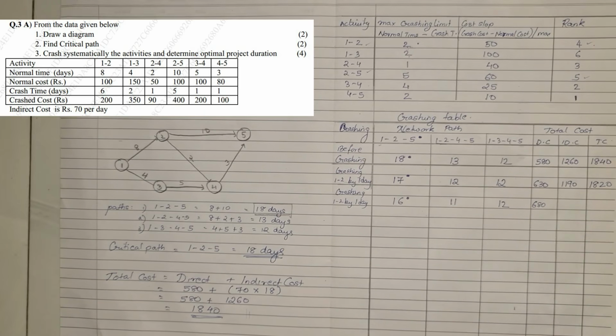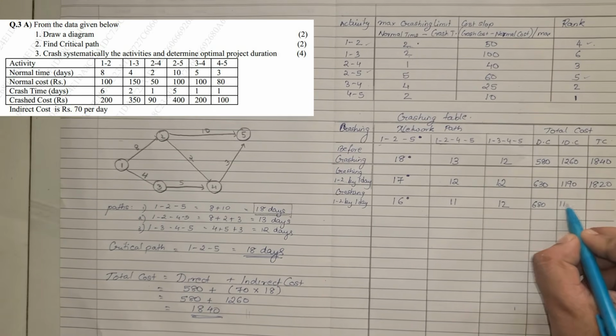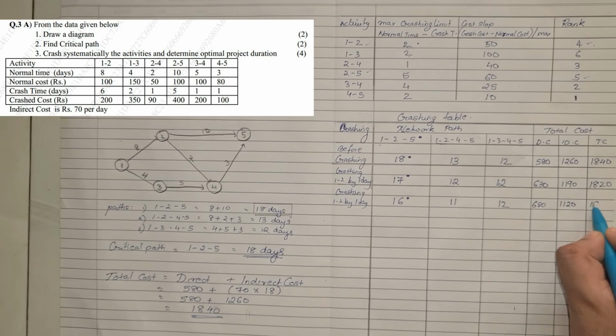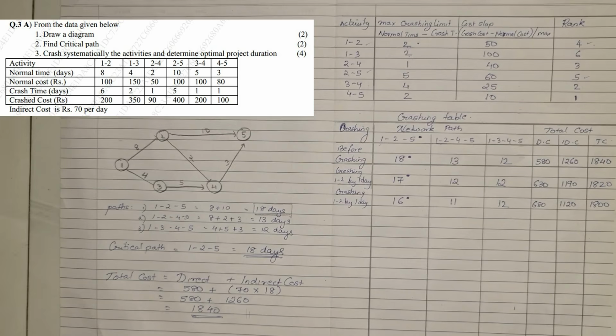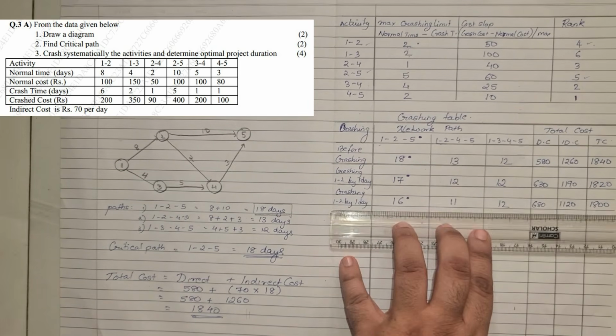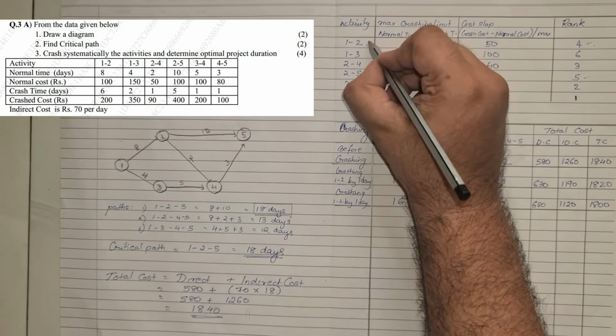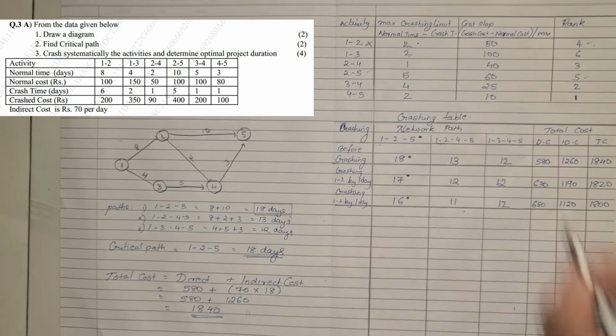And from 1190, 70 rupees will get reduced. So when you minus 70, you get 1120. When you add it to 680, we get 1800. The value is still decreasing. We'll go further. Now this particular crashing is entirely over. We have completed this entire crash.